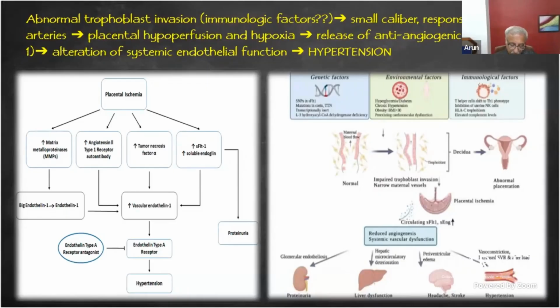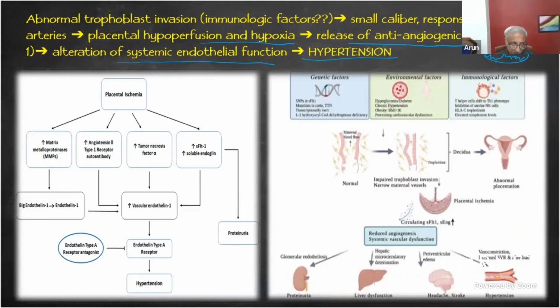There is placental hyperperfusion and hypoxia, with release of anti-angiogenic factors. This is what I call soluble fms-like tyrosine kinase factor, and it is an anti-angiogenic factor, right? So this causes inhibition of growth of blood vessels, and that leads to systemic endothelial dysfunction, and that causes hypertension.